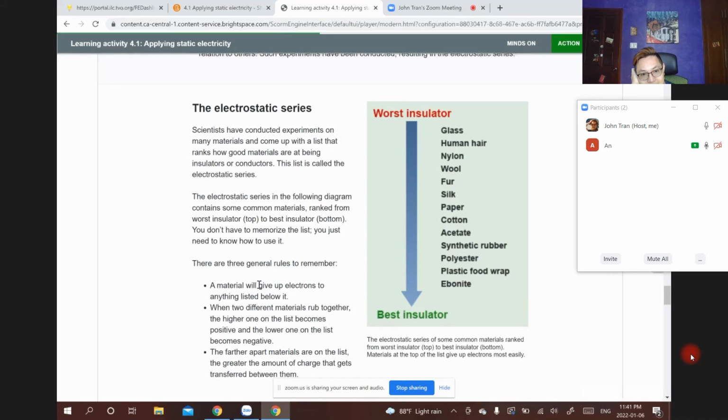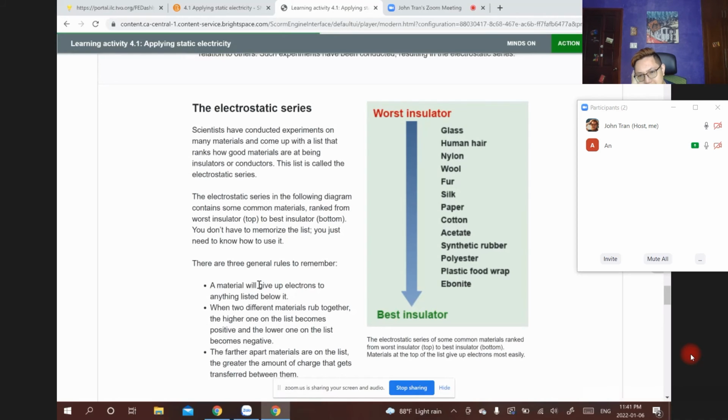The material would give off electrons. Electrostatic series. Wait, glass. Actually, glass doesn't conduct electricity. I'm sure of that. But glass conducts heat quite okay, because when you have a hot glass of water, it conducts heat quite well.